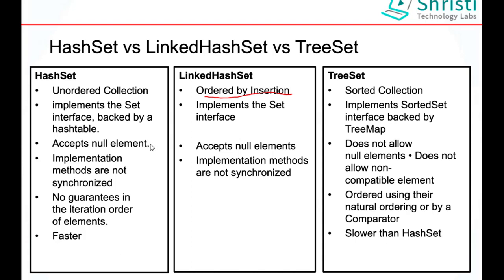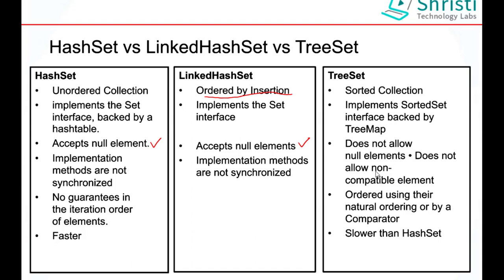Next, in case of hash set, it accepts null elements. In case of linked hash set, it also accepts null elements. In case of tree set, it does not allow null elements. Why? Assume that I am having a tree set of string elements. If I add null, there is a confusion how to sort this null together with the string objects. So that is why tree set does not allow null elements. If you are adding null elements, you will get null pointer exception.